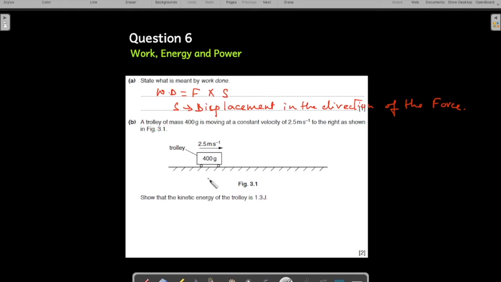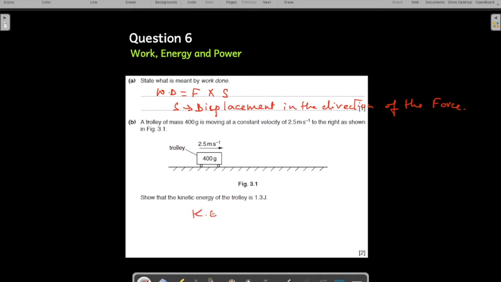A trolley, now let us understand the question. A trolley of mass 400 grams is moving at a constant velocity of 2.5 meters per second to the right, as shown in this figure. Show that the kinetic energy of the trolley is 1.3 J. Do I really need to solve this question for you? No, I know you are intelligent enough after going through my theory videos and a lot of the past paper practice. Easy, very easy questions.